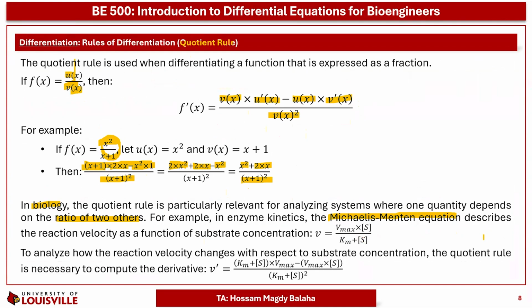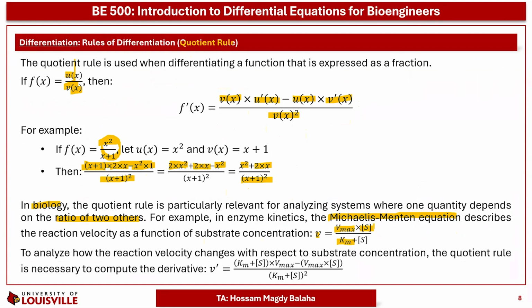And this equation is a cornerstone of enzyme kinetics and provides a mathematical framework for analyzing reaction rates in biological systems, where V denotes the reaction velocity, which is the rate at which the enzyme converts substrate into product. V max represents the maximum reaction velocity achievable when the enzyme is saturated with substrate, while S is the substrate concentration, and Km reflects the substrate concentration at which the reaction velocity is half of V max. It's a constant that serves as a measure of the enzyme's affinity for the substrate, where lower Km values reflect higher affinity and vice versa.